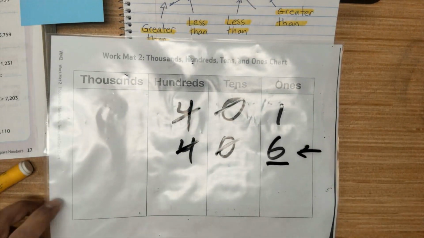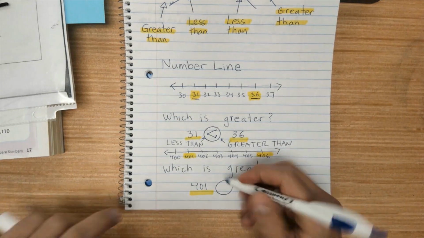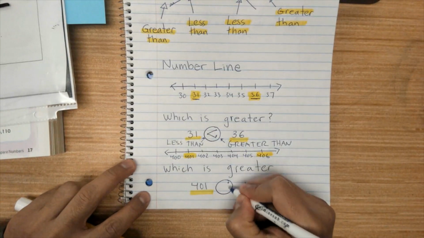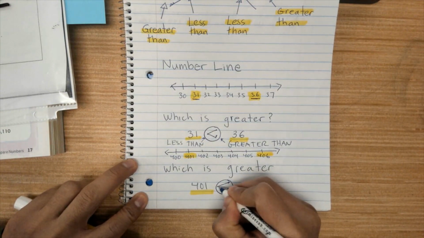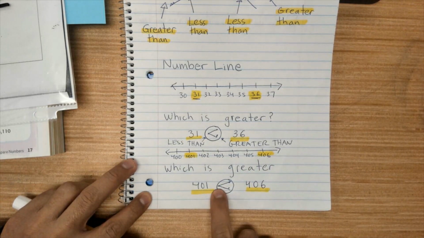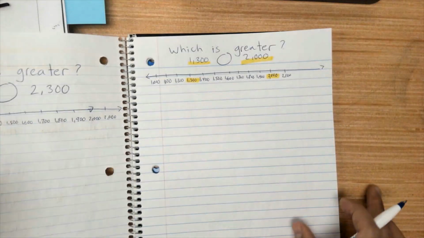406 is greater. Or 406 wins. Yay! 406 gets the 2 points. 401 gets 1 point. 401 is less than 406. Go to the next and final example.